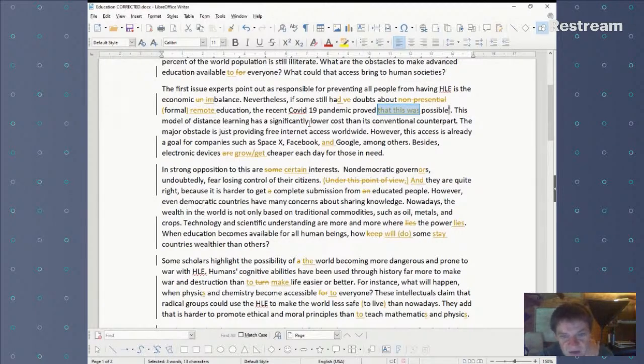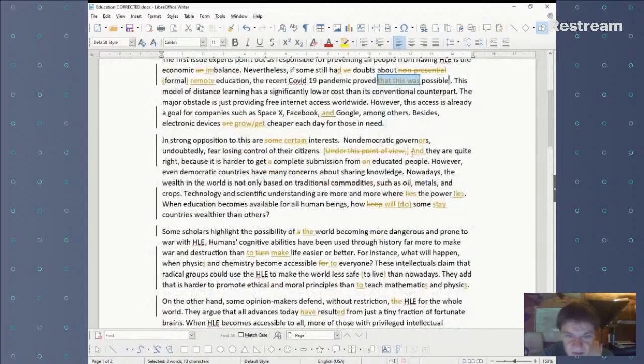This model of distance learning has a significantly lower cost than its conventional counterpart. The major obstacle is just providing free internet access worldwide. However, this access is already a goal for companies such as SpaceX, Facebook, and Google, among others. Besides, electronic devices are cheaper every day? No, I prefer "get cheaper every day" or "grow cheaper every day", just because you've got to make it clear that this is a process. And it sounds weird to use the verb to be, which is a state, for something which gets cheaper every day. Yeah, we wouldn't say that. And it's like the difference between be married, which is a state, and get married, which is a process. Yeah, be cheaper is a state and get cheaper is the process. So get cheaper sounds much better, or grow cheaper.